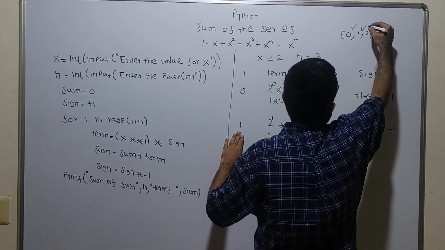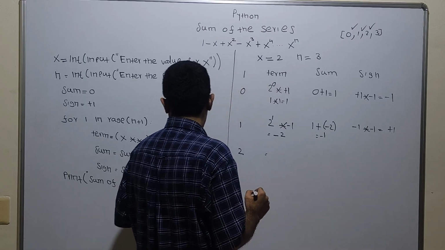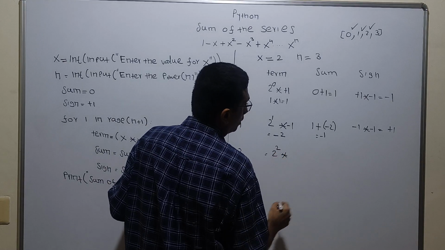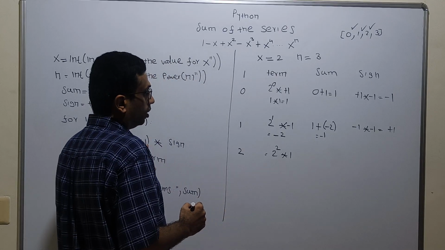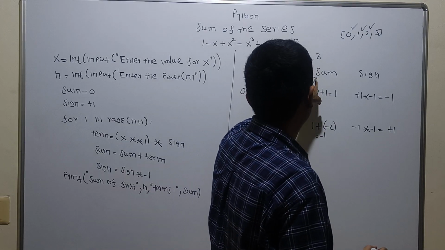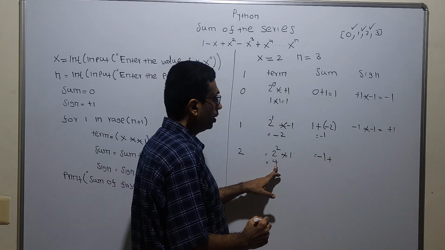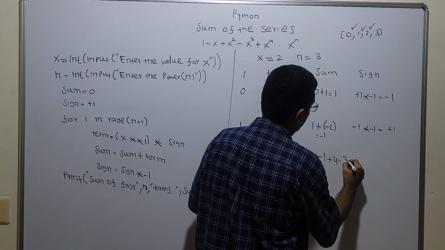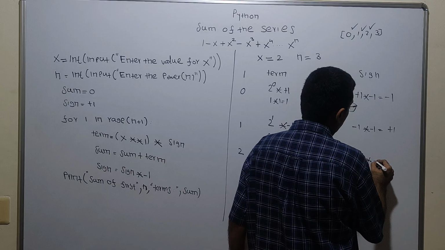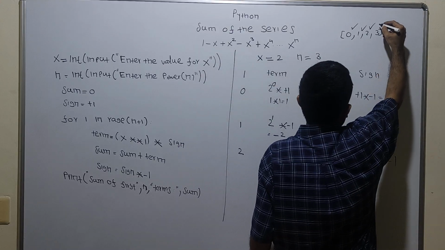Now I will take the value 2. I becomes 2. So here x power i, that is 2 power 2, multiplied with the sign, which is plus 1. Now the term is equal to 4. Here sum equal to existing value of sum plus term. So existing value of sum, minus 1, plus the term, 4, which is equal to plus 3. Sign equal to existing value of sign, plus 1, multiplied with minus 1, that is equal to minus 1.